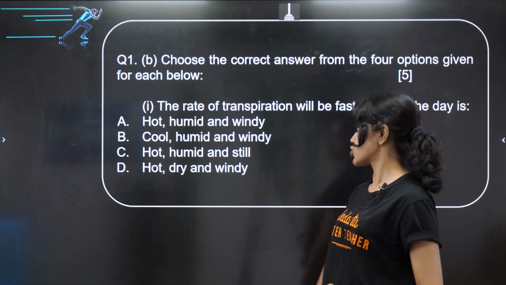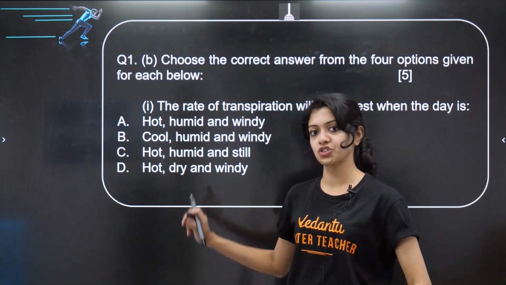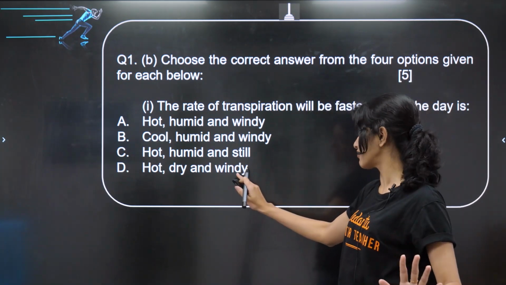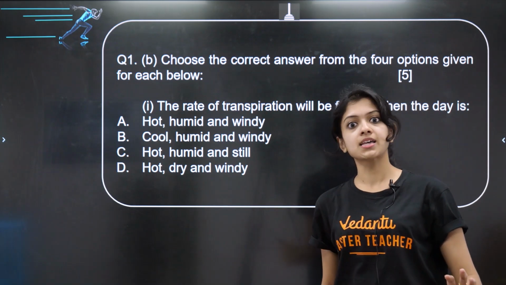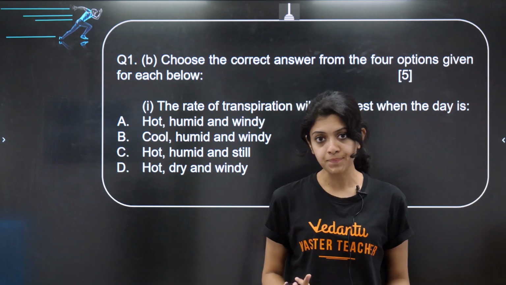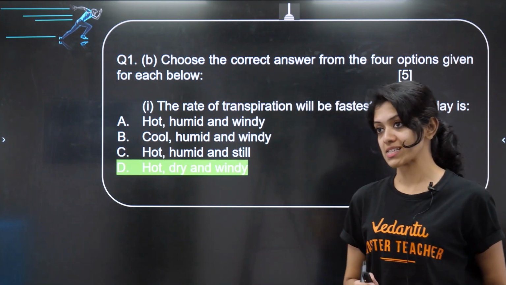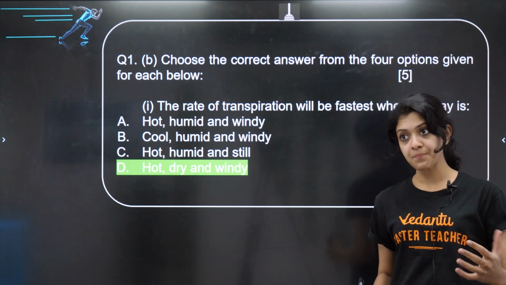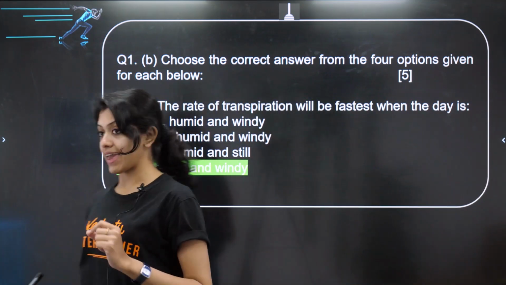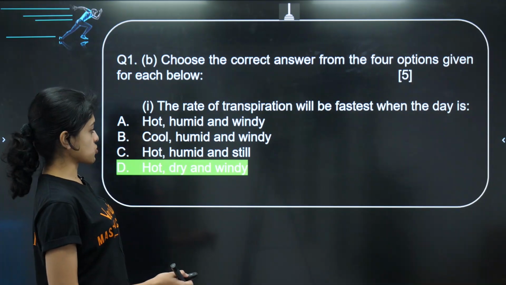So our answer has to be option D, because hot and dry are coming as a combination only in option D, and dry is coming only in option D. So let's just verify still. Windy, yes, when there is too much wind, when wind velocity is high, transpiration rate again increases. So yes, as we have discussed, the answer would be option D. Transpiration rate would be fastest when the day is hot, dry, and windy. So let's go to the next one.